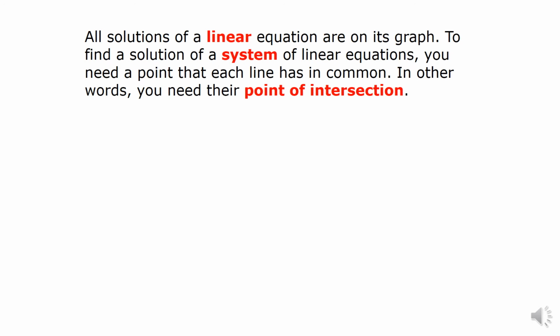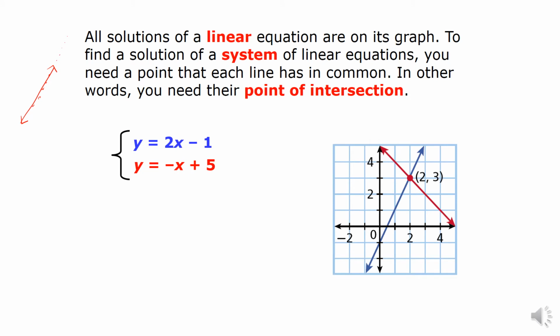Okay. All of the solutions of a linear equation are on its graph. We've talked about that before. Every single point is on the graph, and even the ones we can't see are represented by the arrows. To find a solution of a system of linear equations, you need a point that each line has in common. In other words, you need the point of intersection. So, for example, for these two, I would graph them, and the point of intersection is this.